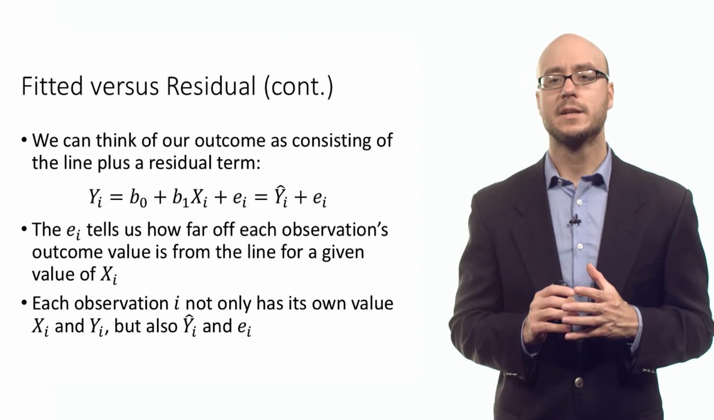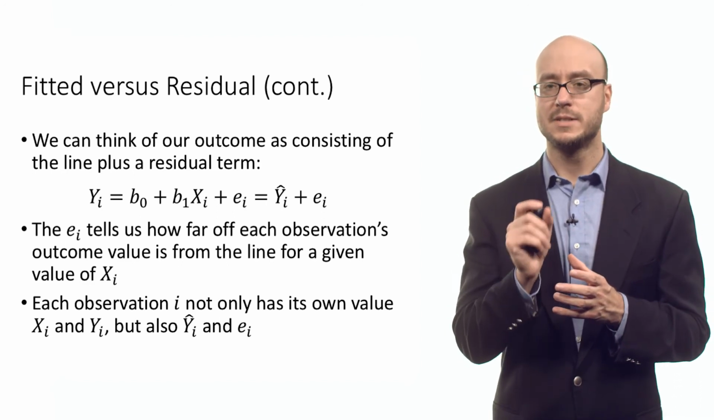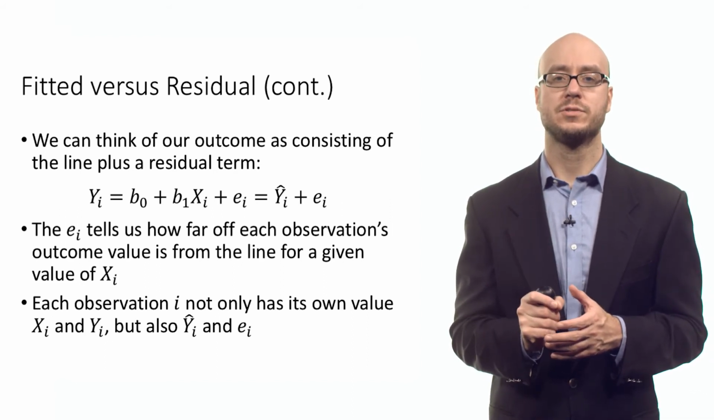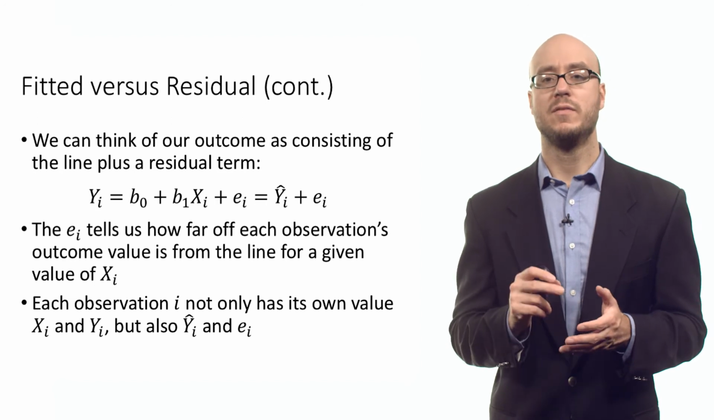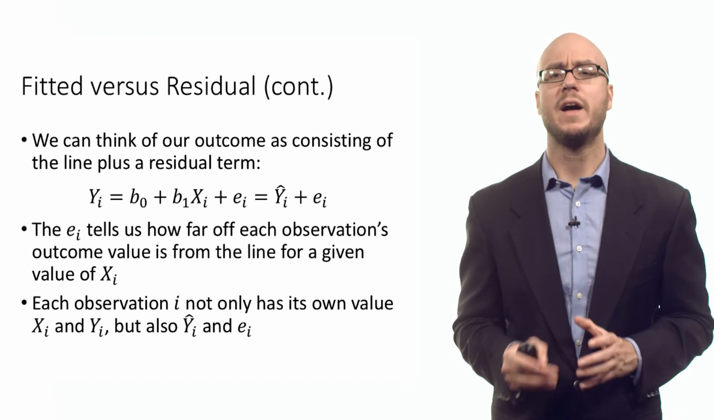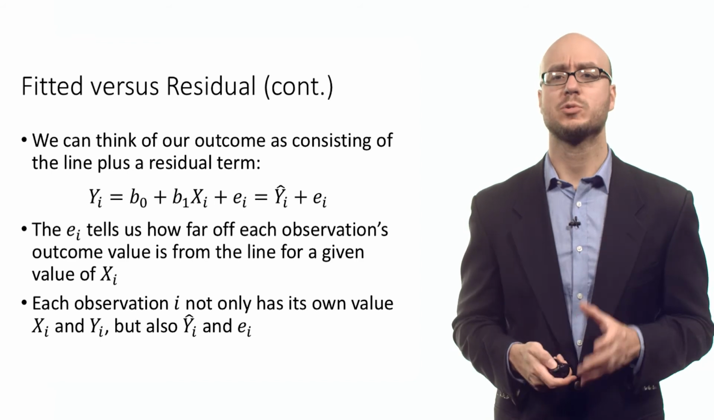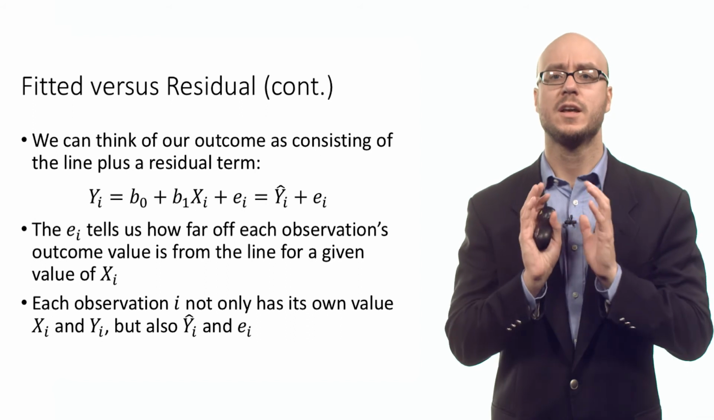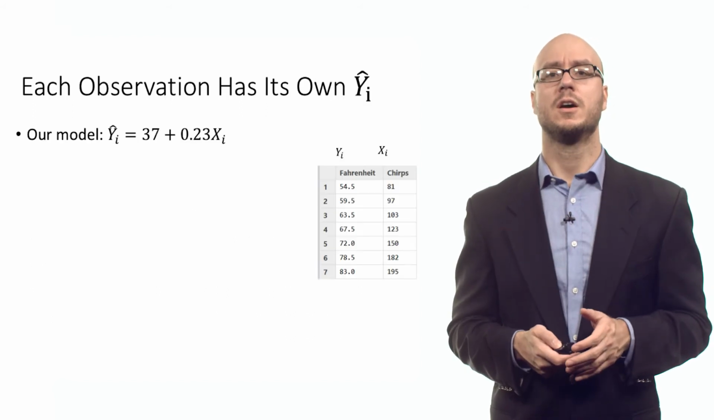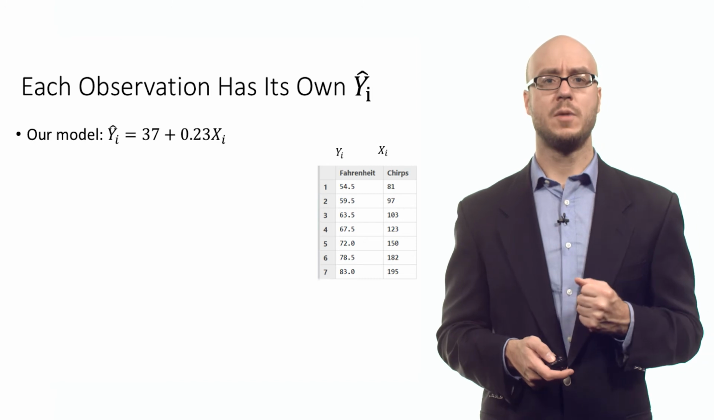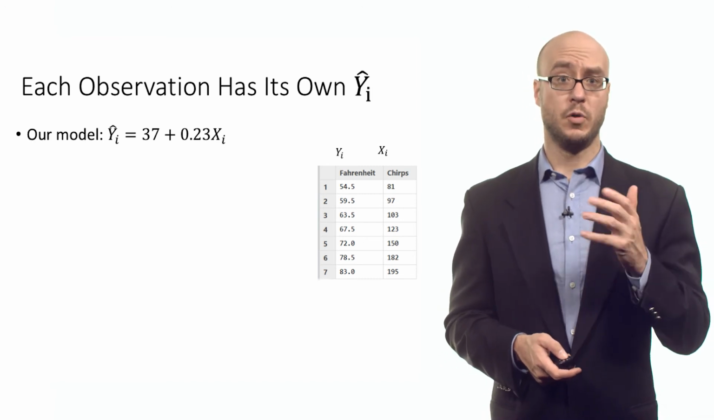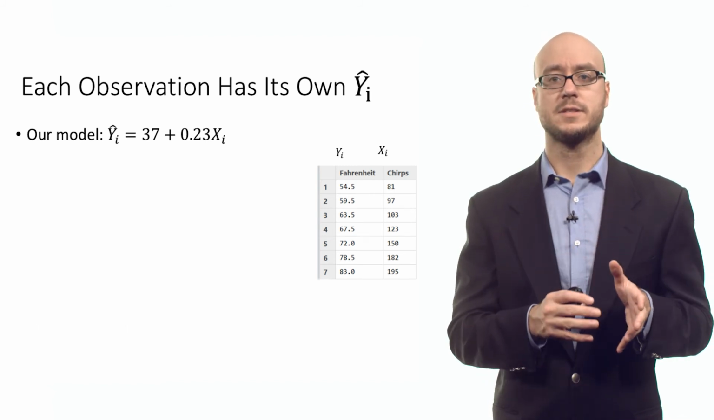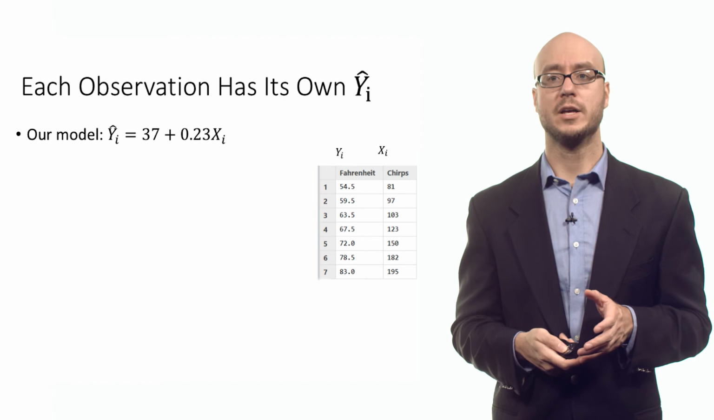Another important point is that we sometimes keep that little i there to remind us that each observational unit, each row, has its own value of x and y, but also its own value of y hat and its own residual. Each of those 7 observations has a different predicted value of y and a different residual. Our regression model, if you recall, is y hat equals 37 degrees Fahrenheit plus 0.23 times x. That's simply the intercept plus the slope times our raw value of x.